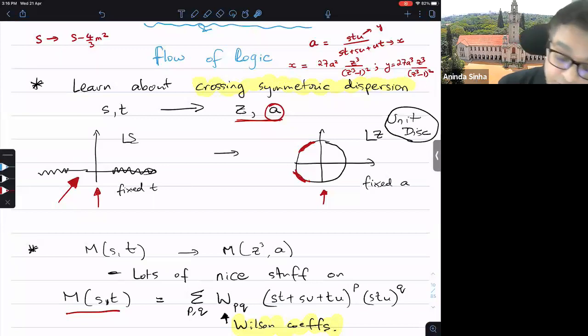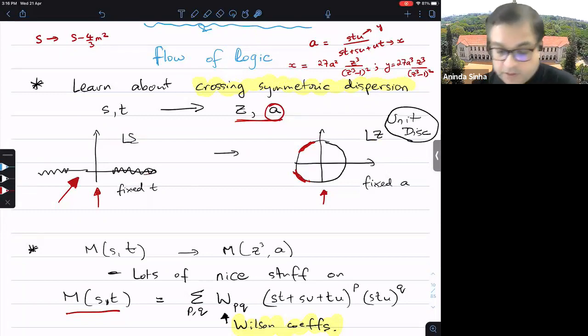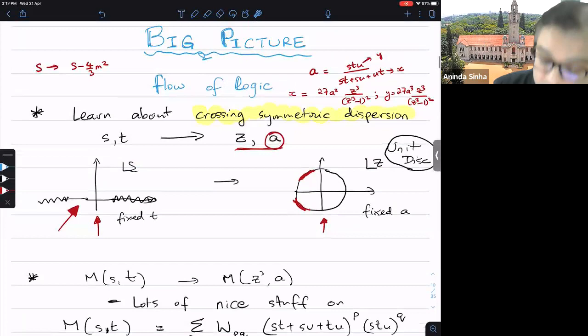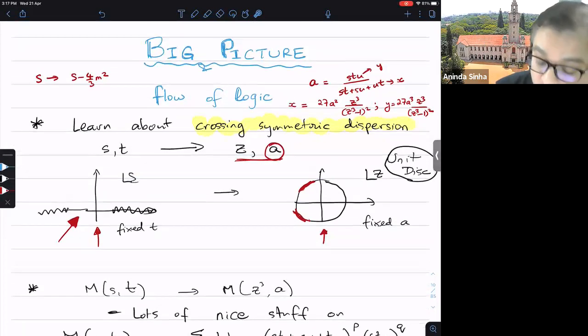So what is this new variable that I'm talking about? It's basically a change of coordinates which takes you from the complex S plane to a complex Z plane, such that these cuts here get mapped to arcs on the boundary of a unit disk. And it is possible. I will show you the explicit transformation where this happens, just to go ahead of myself.